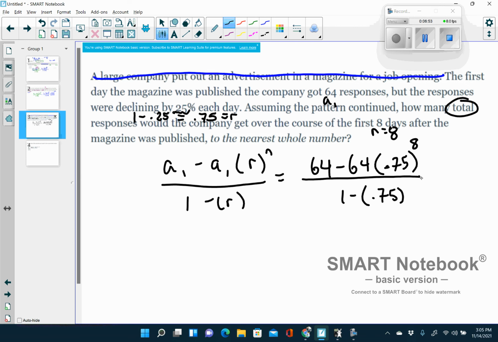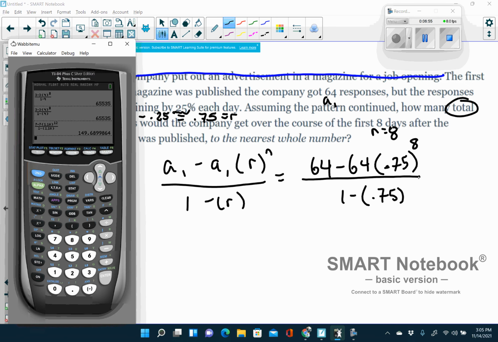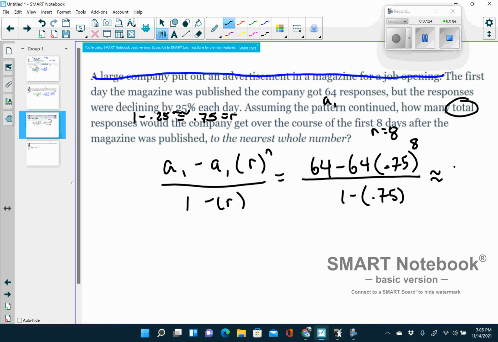So again, pull out your handy dandy calculator. So alpha y equals option number 1, 64 minus 64 times our ratio is 0.75 to the, our n is 8. Go down, 1 minus parentheses 0.75. It is important that you put the ratio in parentheses. And again, we're rounding to the nearest whole number, so this is about 230. So about 230, which is our final answer. Okay.